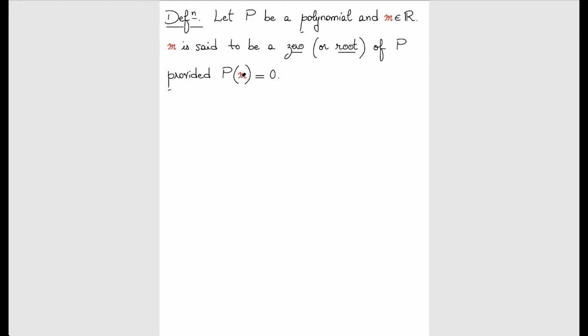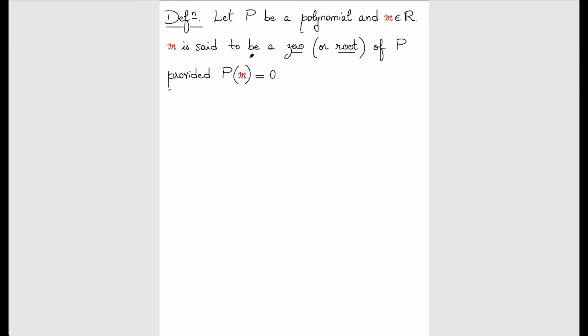The guy who sits here. It may not be the number 0, but it's called a zero of a polynomial or a root of a polynomial, provided its output is 0. The output is 0, not the input, okay? So m itself may not be the zero number, but its output should be the 0 value, okay? The output through the function p.